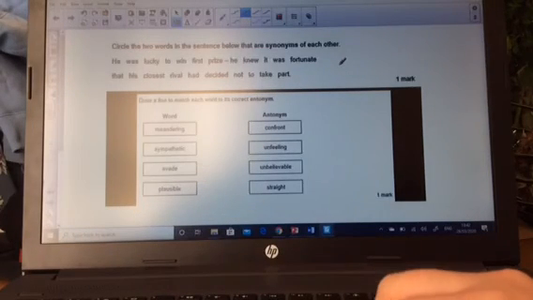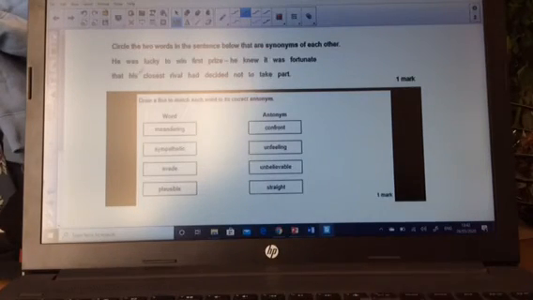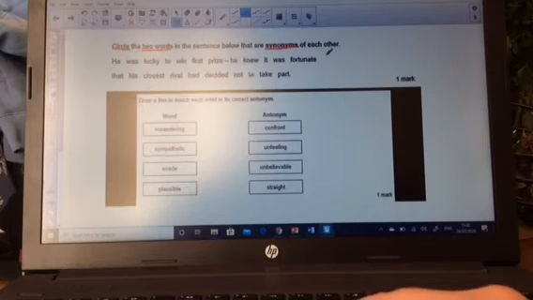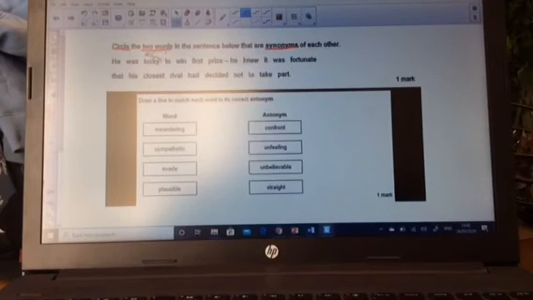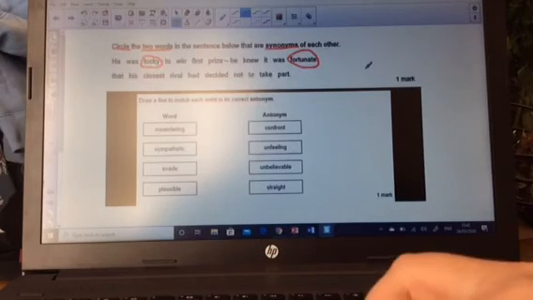So let's have a look at the first question. So it says circle 2 words. So you are going to circle 2 words. You're going to circle them because that's what it's asking for. In the sentence below that are synonyms of each other. So remember, synonyms means the same. So we've got, he was lucky to win first prize. He knew it was fortunate that his closest rival had decided not to take part. So our 2 words that mean the same are lucky and fortunate. Have a look at yours. Does it match mine?